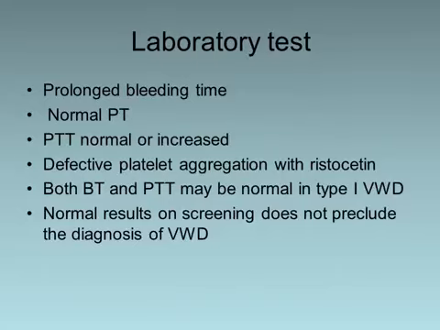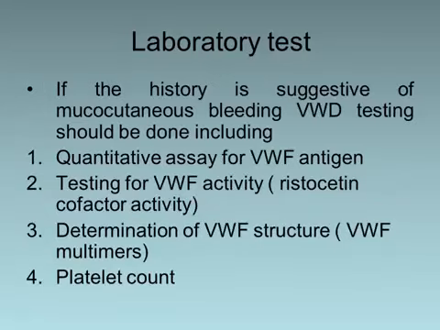The lab findings show prolonged bleeding time. The PT is normal, the PTT is normal or increased according to the type. There is defective platelet aggregation with ristocetin. Both bleeding time and PTT may be normal in type 1, and a normal result on screening does not preclude the diagnosis of von Willebrand disease.